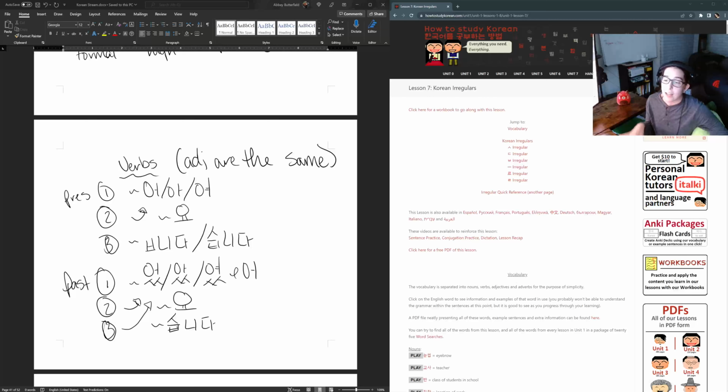Present tense, formal high respect. You would take your word, and if it ends in a vowel, it's going to like kada, just because it's the easy one. It's the one I can think of off the top of my head. So kada would turn into 갑니다. So, one second.